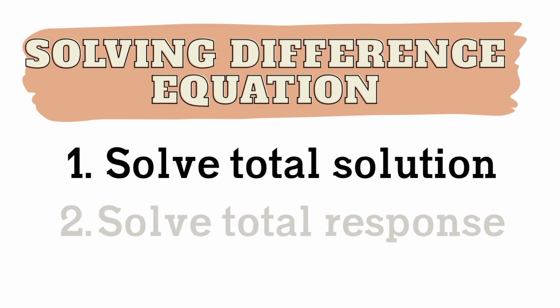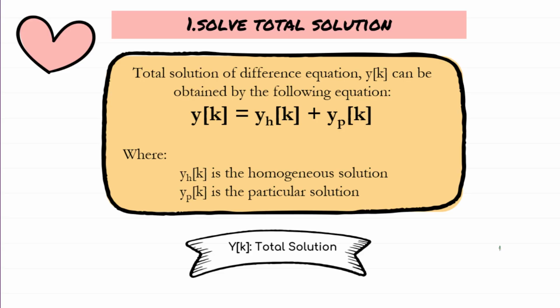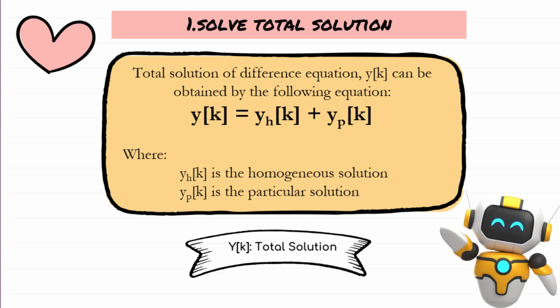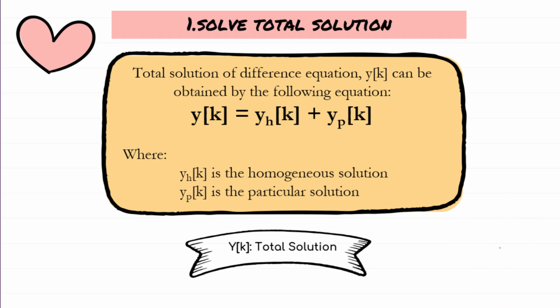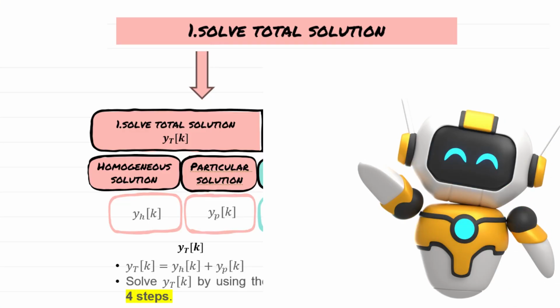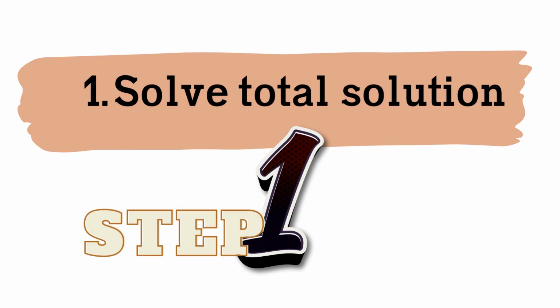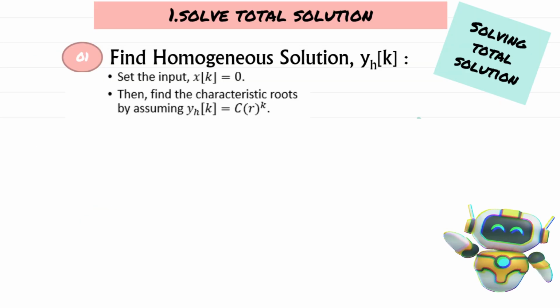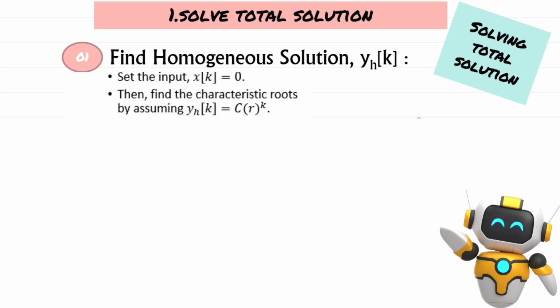Now, let's see further details on step 1, how to solve the total solution. The total solution of a difference equation can be obtained by adding up the homogeneous solution and particular solution. There are 4 steps to solve the total solution. Step number 1 is to find the homogeneous solution. In this step, set the input x[k] to 0. Then, find the characteristic roots of the characteristic equation.